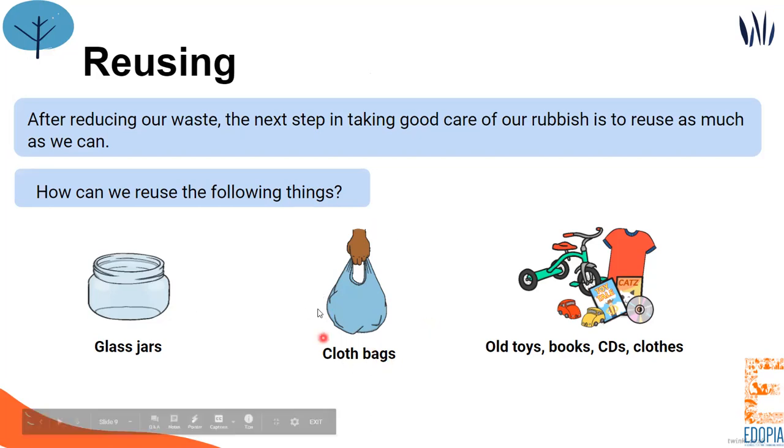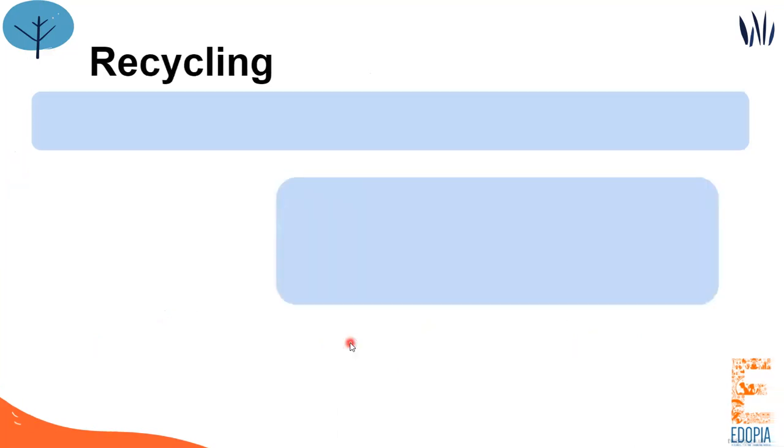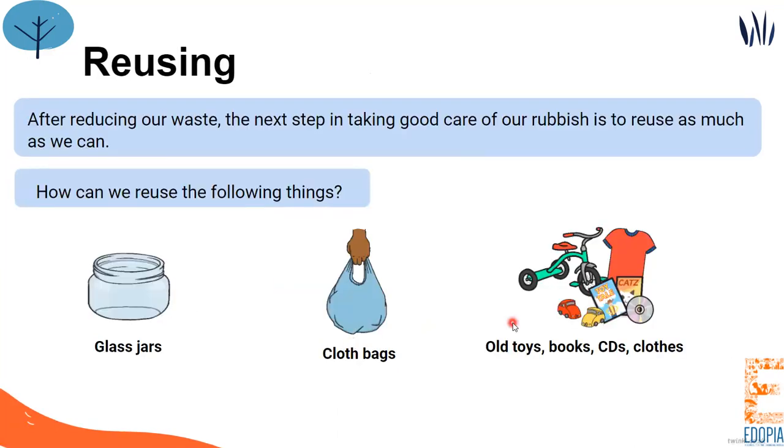Second, we can always use cloth bags. Cloth bags can be used again and again. Even if you're using plastic bags, make sure to use them again and again while you go shopping. In this way, you're not increasing the amount of plastic in the rubbish.